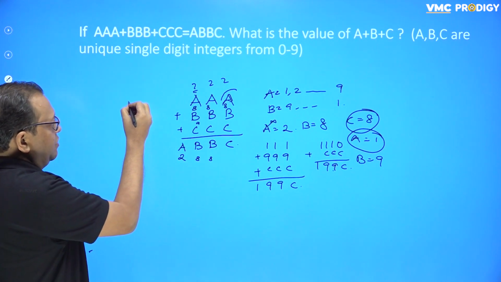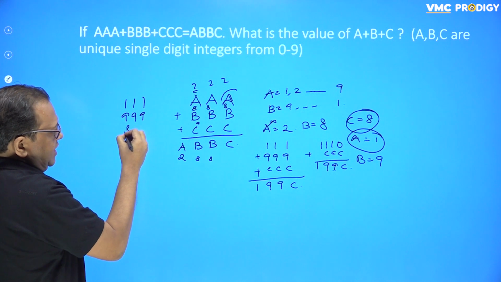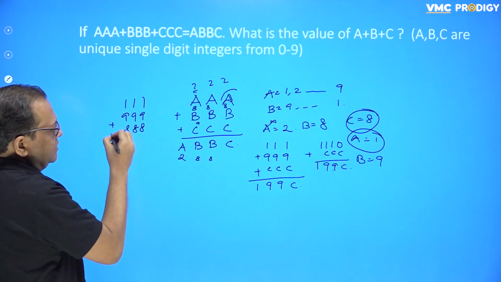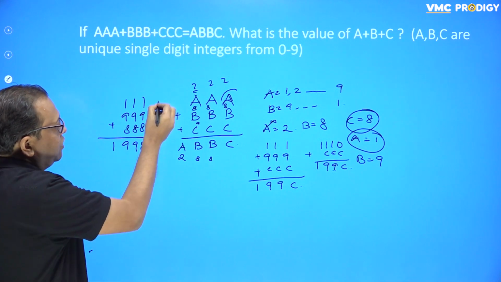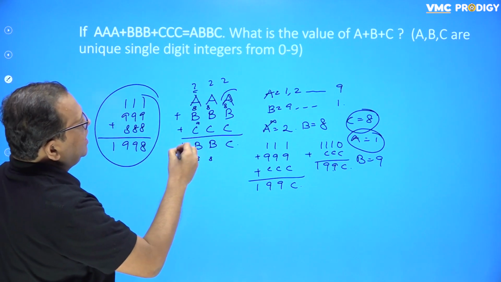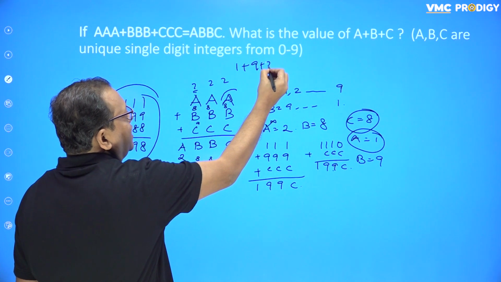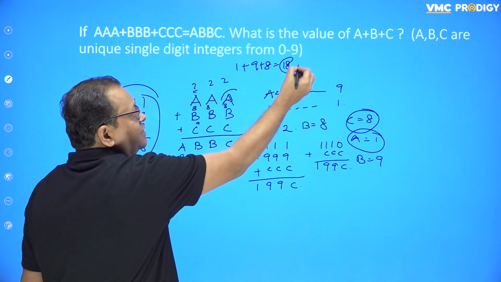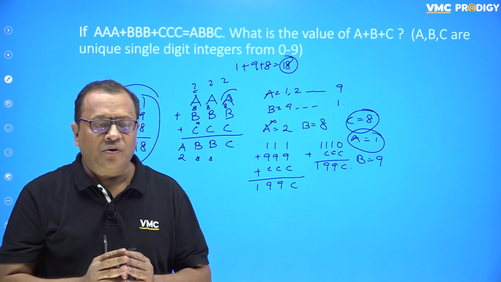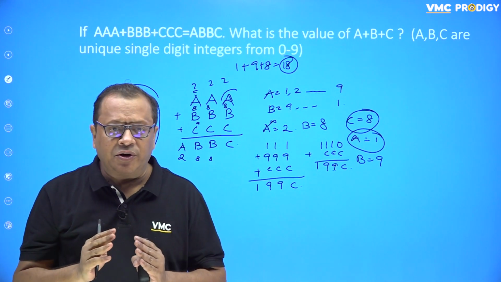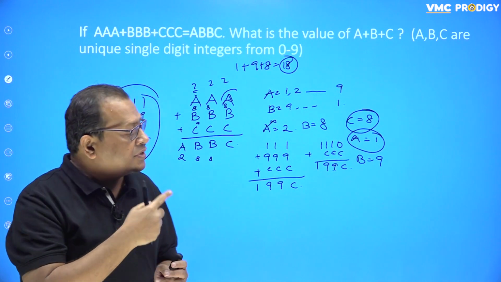The number will be 111 plus 999 plus 888. The value will be 1998. You can verify this. Hence, A plus B plus C will be equal to 1 plus 9 plus 8, which is equal to 18. So this is how you calculate these kind of numbers. These are some of the basic number properties. We did a little bit of LCM HCF and a little bit of this one as well.